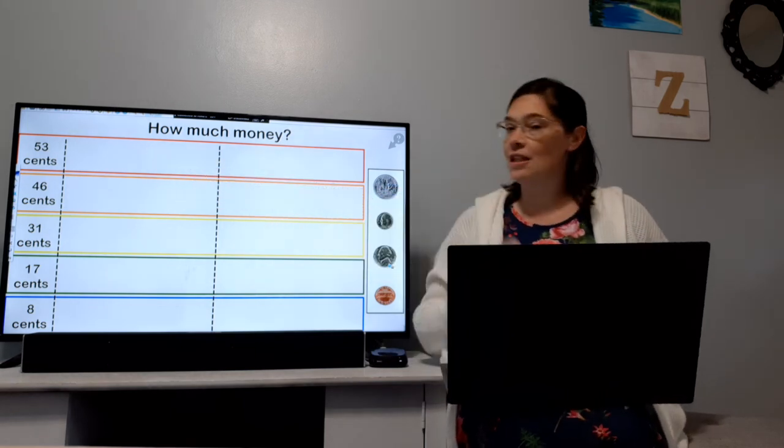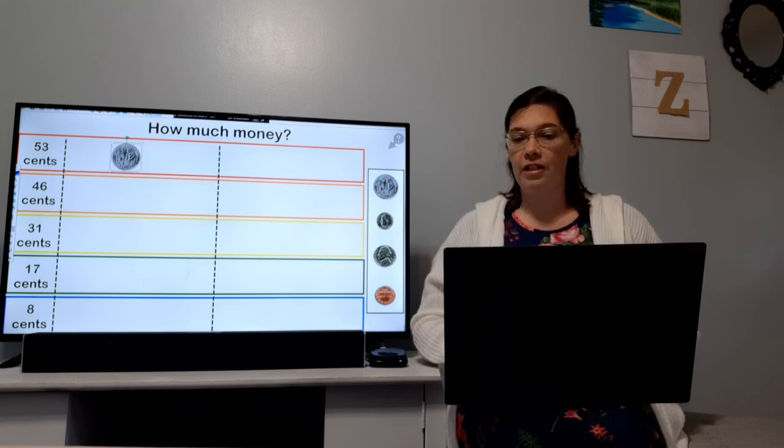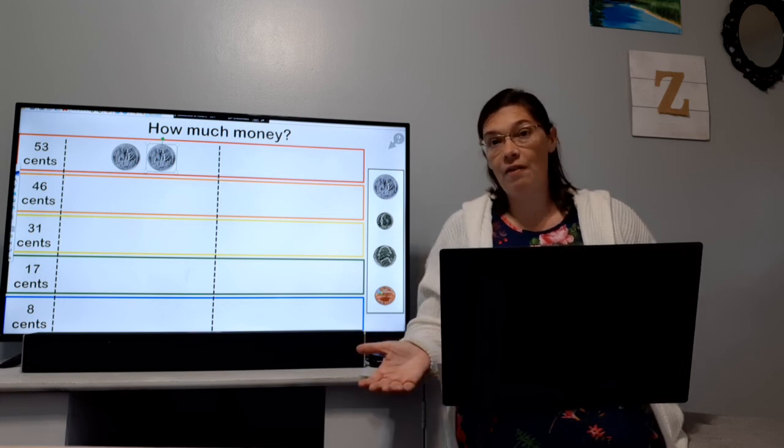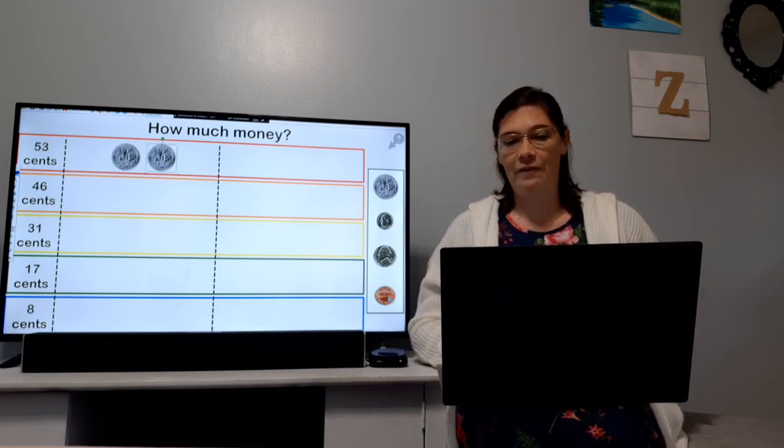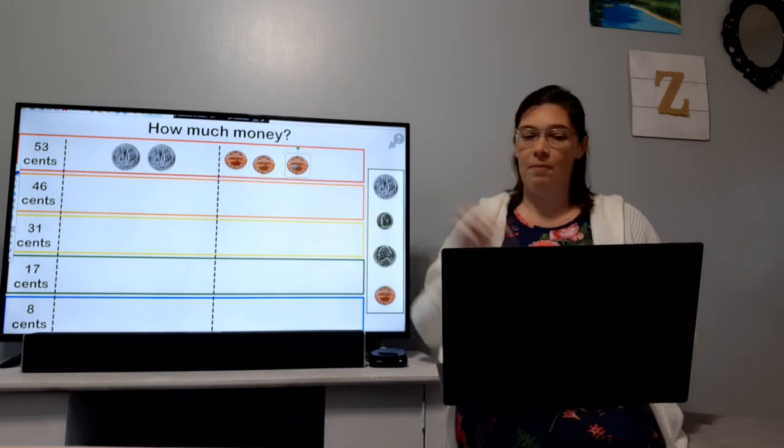This one says 53 cents. So I'm going to put up 2 quarters to make 50 cents, right? And then what else do I have to use to add the 3? Well, I have to use pennies, right? 1, 2, 3. So 53 cents. 2 quarters and 3 pennies is 53 cents.